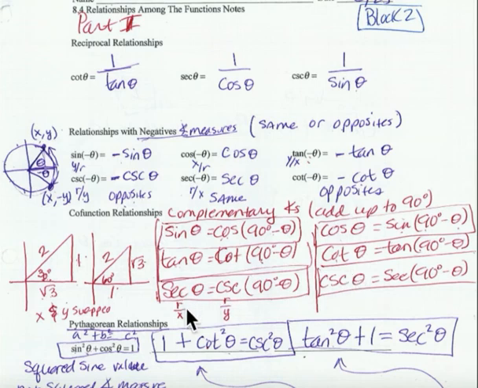And the relationships will also work with secant and cosecant, because secant is r over x and cosecant is r over y. So the x and y swap places. So secant of 30 degrees, for instance, is 2 over √3, r over x. But that's the same thing as the cosecant of 60 degrees, which is r over y, 2 over √3.